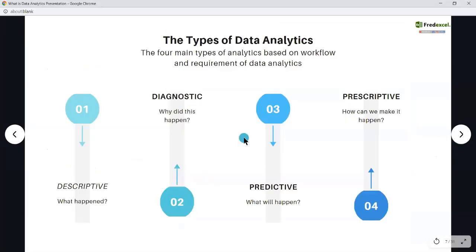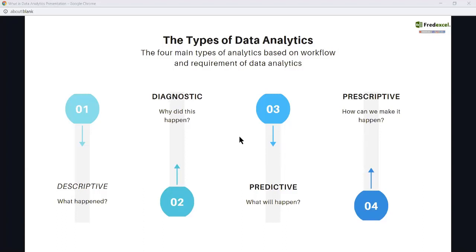Yes, sir. As I talked about the types of data, there are 4 main types of data analytics based on the workflow and the requirement of the data analytics. So basically, in data, we can really have 4 types. That's what we call the descriptive. The descriptive is about what happened. Then we have the diagnostic: why did this happen? Then the third, the predictive: what will happen? Then the prescriptive: how can we make it happen?